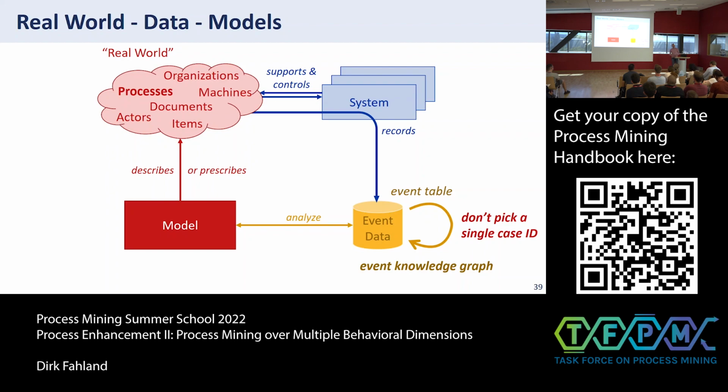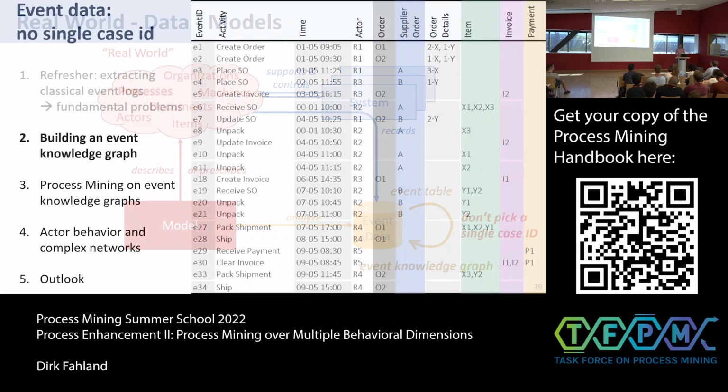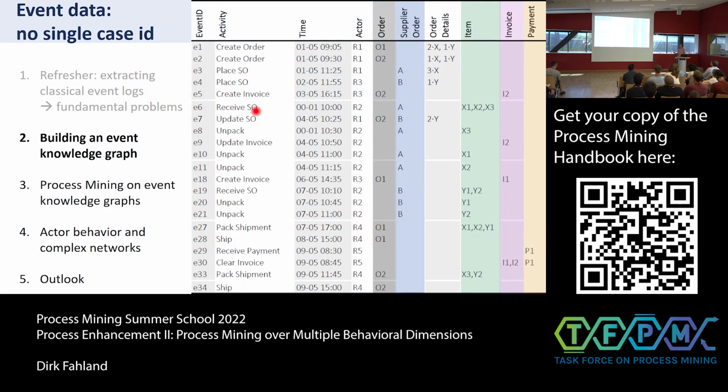So what I'm going to do now is introduce you to event knowledge graphs. We're going to construct one. We're going to analyze them. So, how to build one from this table. We'll do process mining on them. Then we're going to go beyond the behavior you've just seen. We're going to analyze actor behavior and complex networks of actor behavior. And I'll close with an outlook. Hoping there's enough time to do all that.